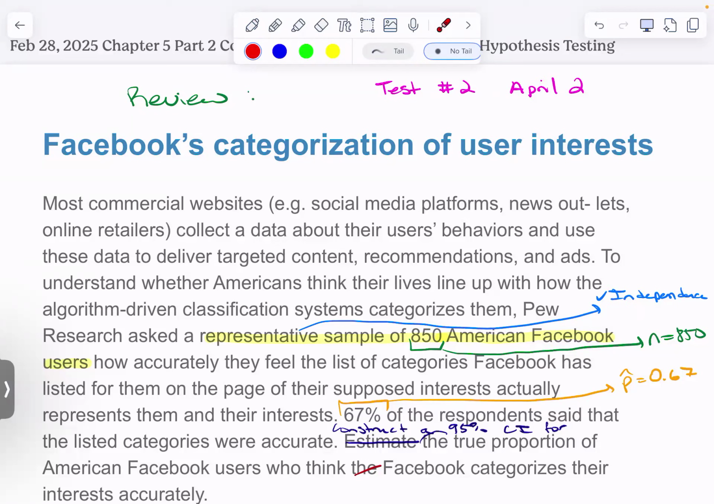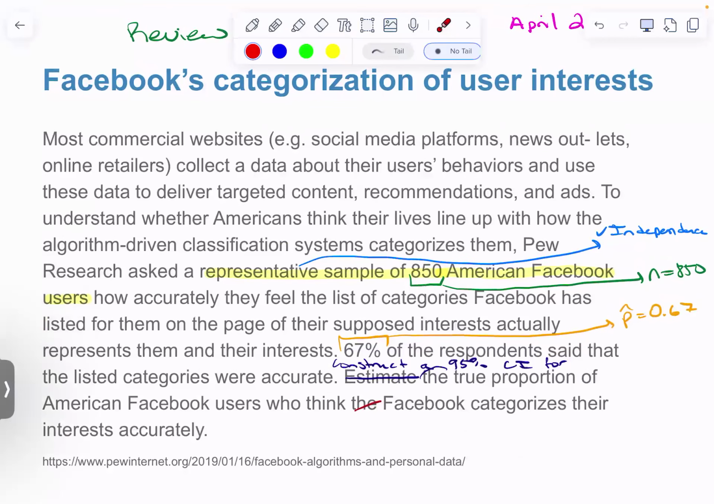Okay. I kept all the things that we did last day just so we could kind of pick a way through it. We started confidence intervals, which is part one of inference. And we built a confidence interval around the proportion of American Facebook users who think Facebook categorizes their interests accurately.